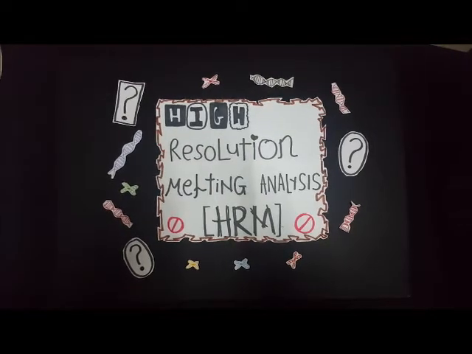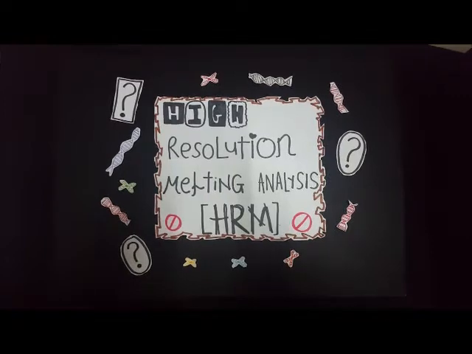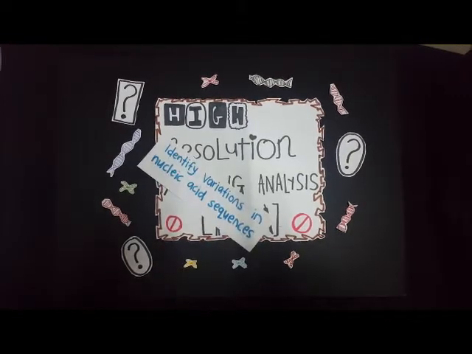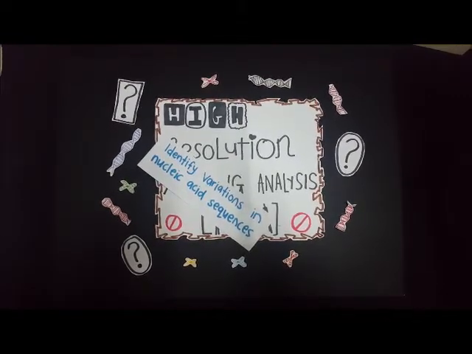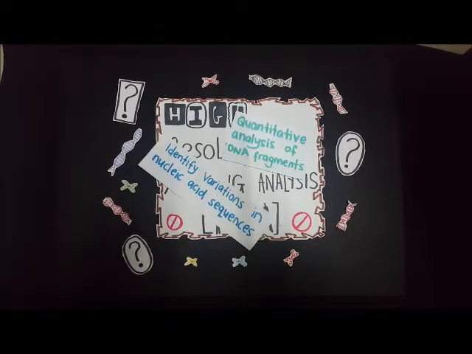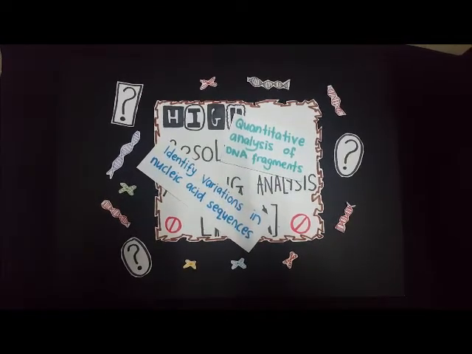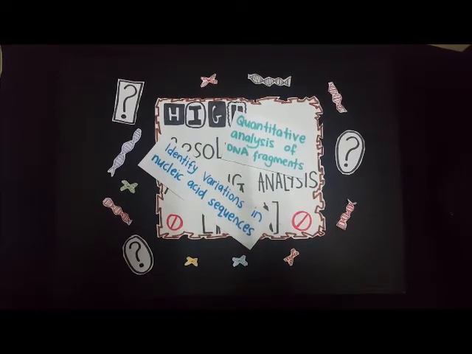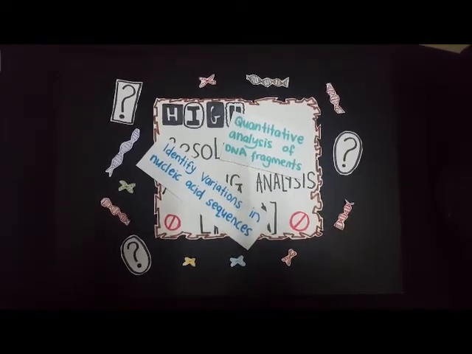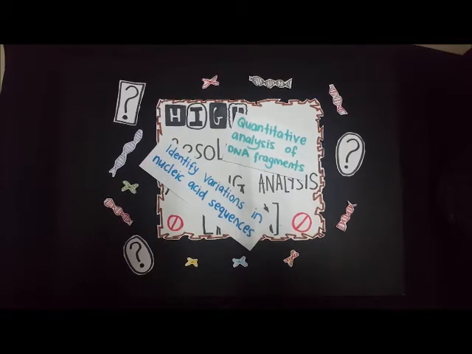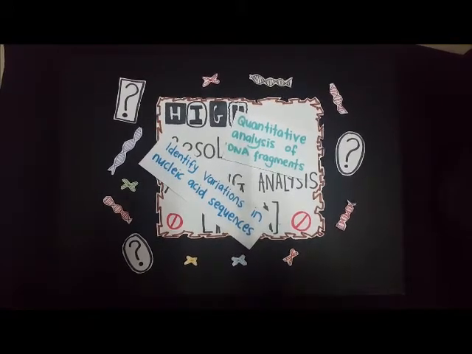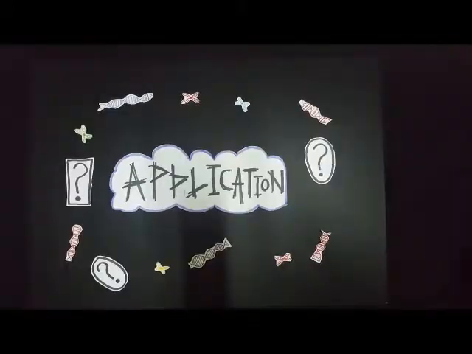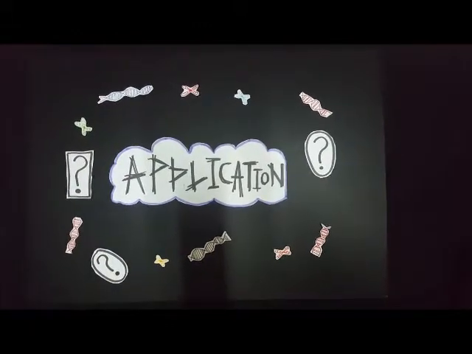High-resolution melting analysis, or HRM, is a method used to identify variations in nucleic acid sequences. It is the quantitative analysis of the melt curve of a DNA fragment following amplification by PCR. HRM experiments generate DNA melt curve profiles that are both specific and sensitive enough to differentiate nucleic acid species. So how do we apply HRM in pharmacogenomics?